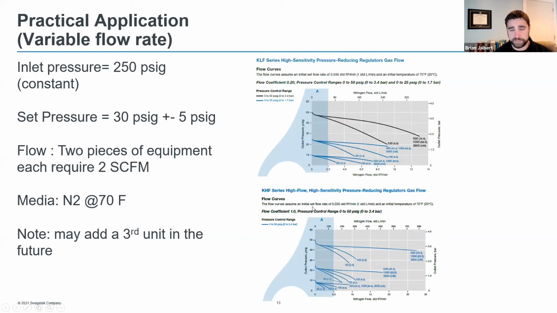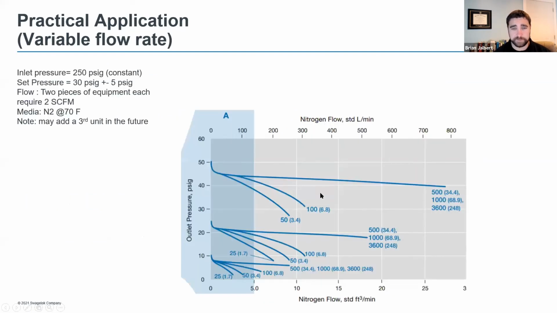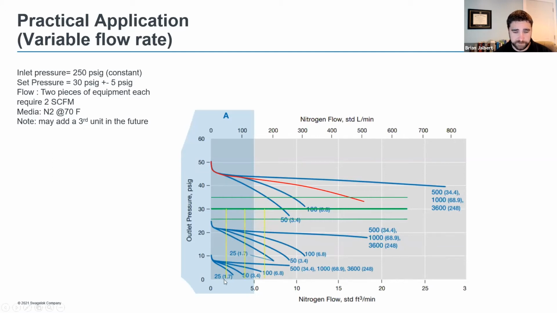So I'm going to jump to the KHF and do exactly what we did before. We're going to find a flow curve, interpolate it between 100 and 500 because we have a 250 PSI inlet pressure. Then we're going to graph our set pressure and our tolerance, and then we're also going to graph our flow ranges. So we've got our first piece of equipment at 2 CFM, our second at 4, and the future equipment at 6 CFM.